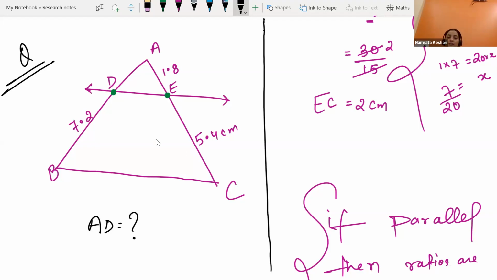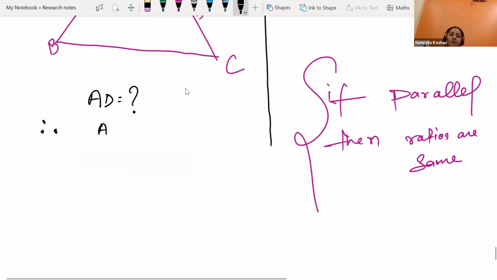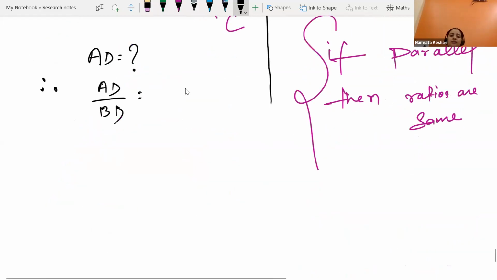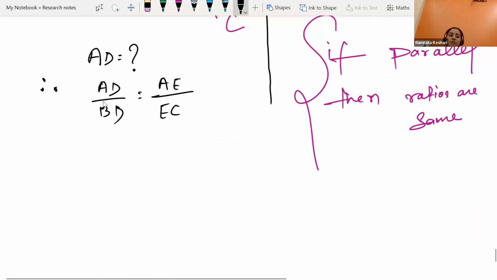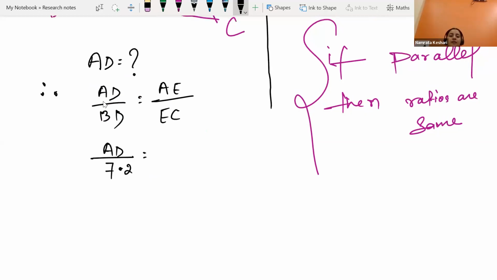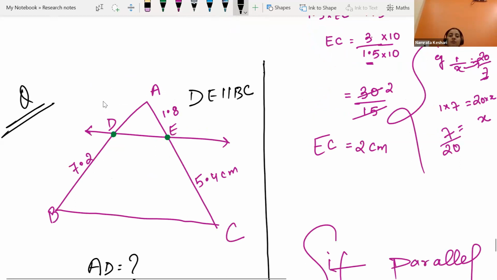Yes, what is AD? Shall I solve it? By the basic proportionality theorem, since DE is parallel to BC, we can say that AD by BD is equal to AE by EC. What is AD? We don't know. What is BD? 7.2. What is AE? 1.8. And what is EC? 5.4.